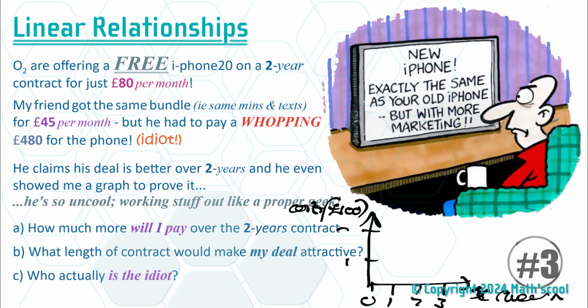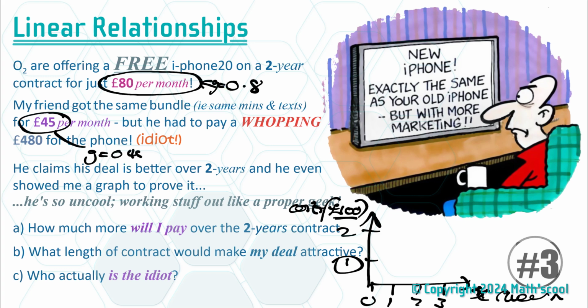So 100, 200, 300. So the 1 stands for £100. Okay, in which case this gradient would be 0.8 because it's 0.800 pounds. So the gradient is 0.8. And this gradient is 0.45. Gradient equals 0.45. Okay, so my line for my iPhone starts from the origin because there's no fixed cost.